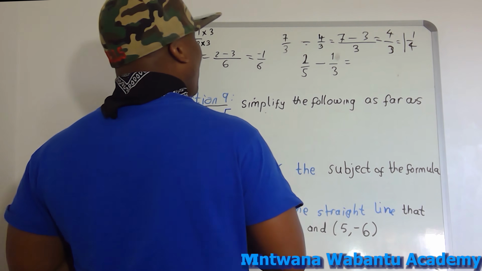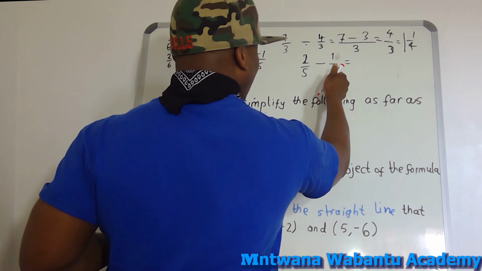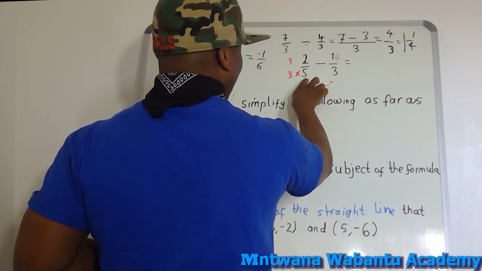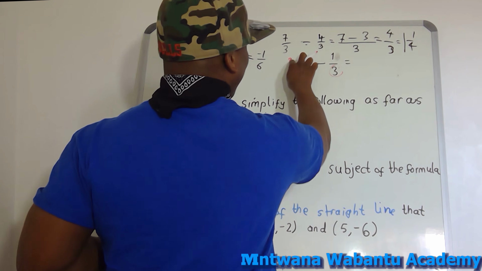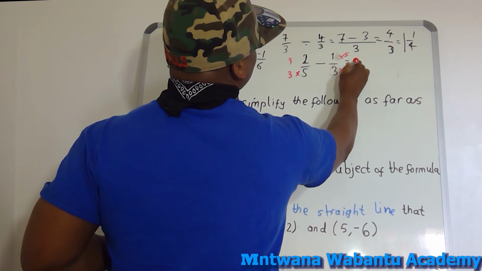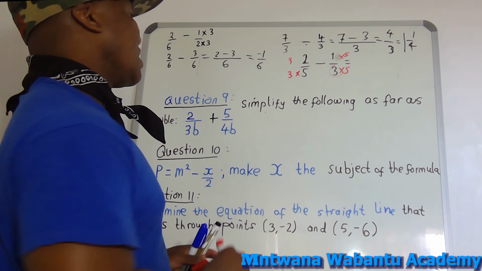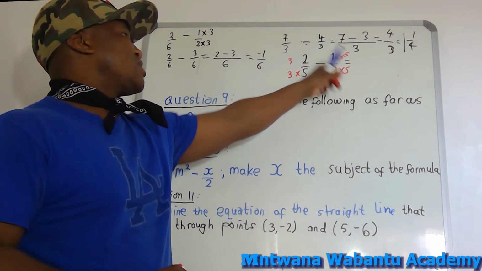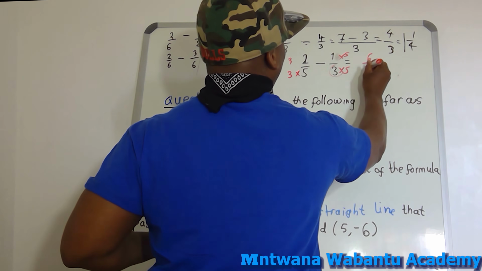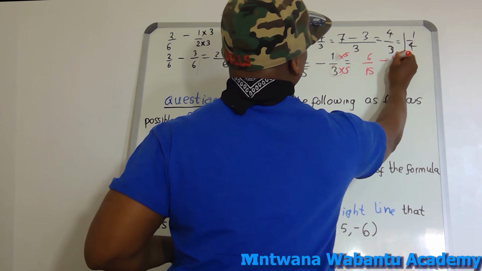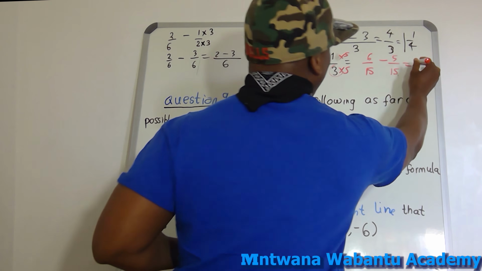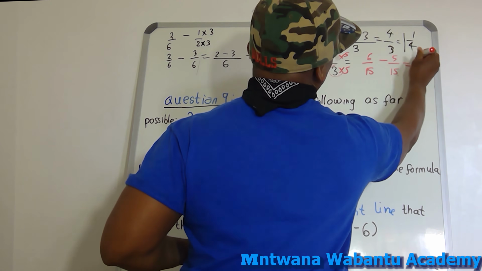But I know that if I take this 3 and multiply here, top and bottom, I'm going to get 15. So you take this number, multiply here top and bottom, and then you take this number and multiply here top and bottom, since we didn't have any number in common. So 2 times 3 equals 6, 5 times 3 equals 15, and then minus 1 times 5 equals 5, 3 times 5 equals 15. You see now the denominators are the same. Since it's the same, we only write 15, and this is 6 minus 5 equals 1.